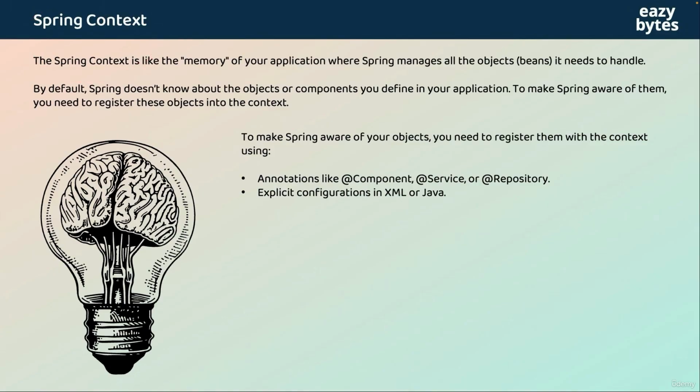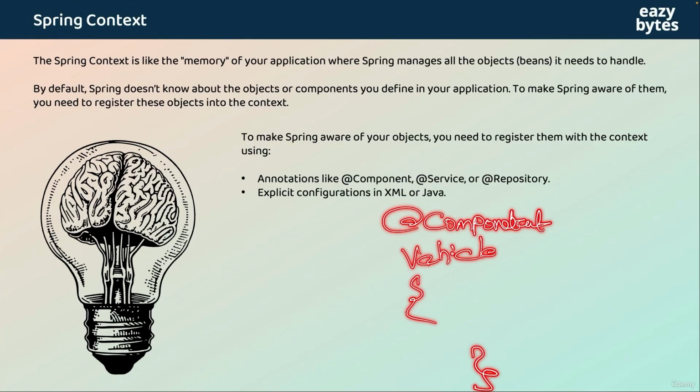When we start using the Spring framework, by default, Spring does not know about the objects or the components or the beans that we define inside our application. For example, if I simply create a Vehicle class and mention an annotation like @Component on top of this class, by default, the bean will not be created because my Spring IoC container does not know where to store these bean details.